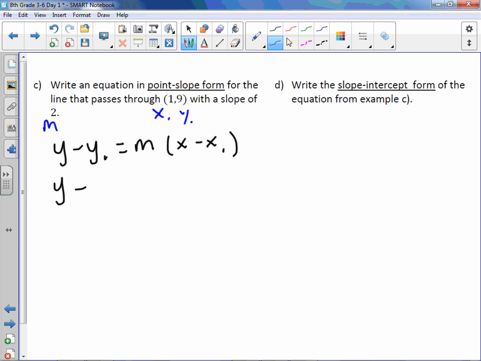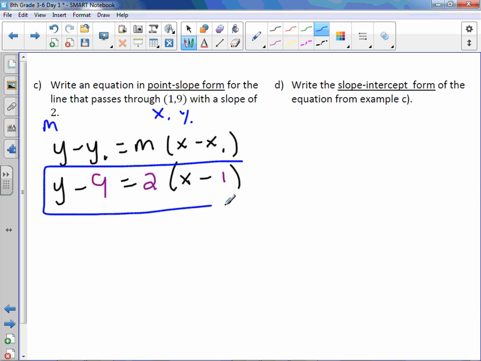y minus y1, which is 9, equals our slope, or m value, which is 2, times the quantity x minus our x1, which is 1. In this one, I don't have any double negatives hanging out, so there's no need to make it pretty because it already is. So that's our answer. Now letter D again wants us to write it in slope-intercept form.